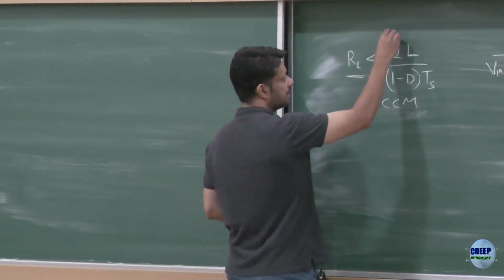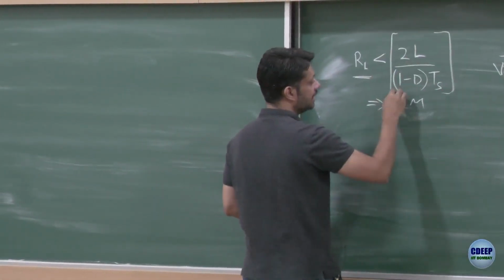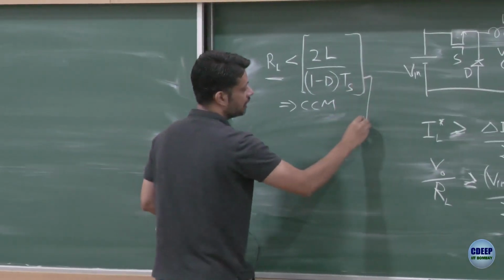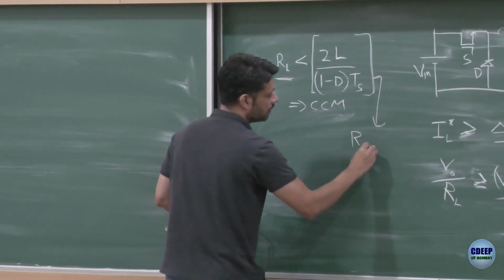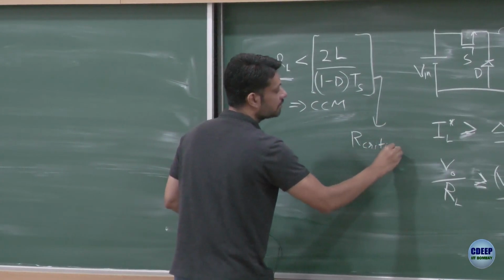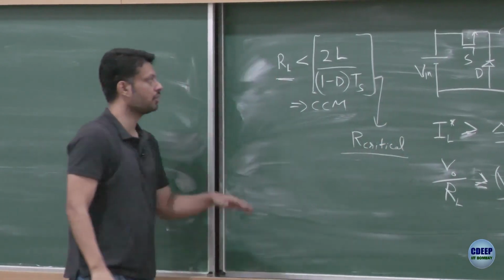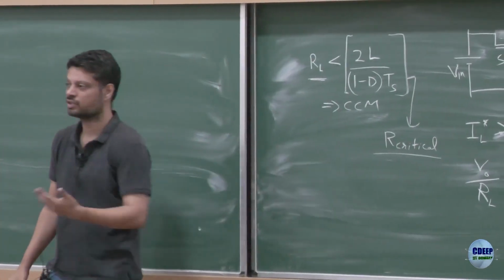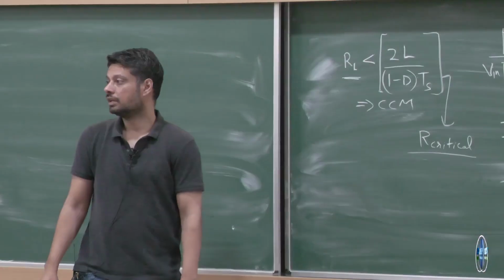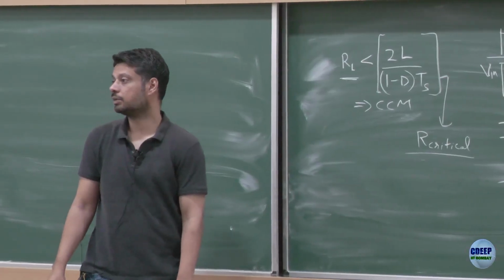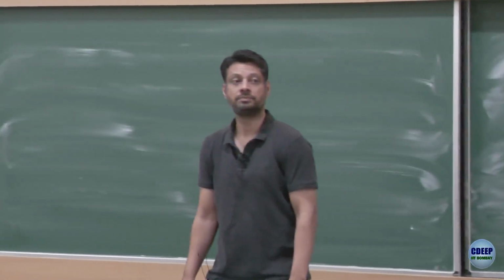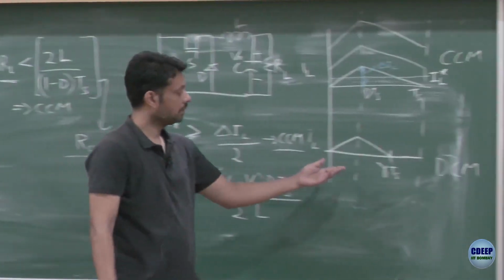We also call this right hand side expression the critical resistance, right. So this we can call R critical, which means nothing but that if your resistance is less than the critical resistance, you are in continuous conduction mode. Is that okay? Any questions? Alright. Now let us go.